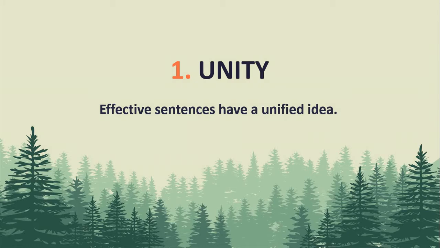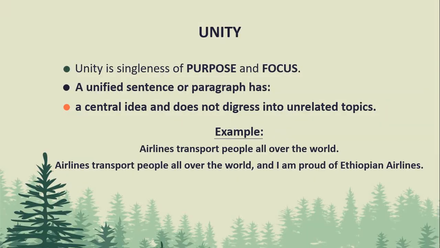As a rule of thumb, effective sentences have a unified idea. What is meant by this idea? Unity means singleness of purpose and focus. One thing you need to keep in mind is that a unified sentence, even a paragraph, has one central idea and does not digress into unrelated topics.